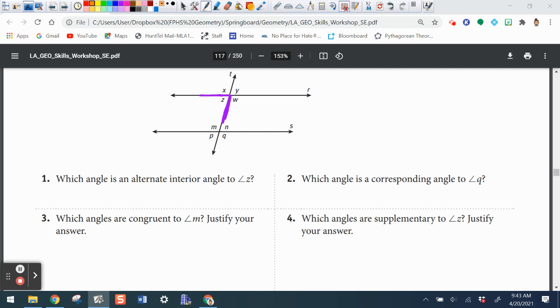One of the first relationships we're going to look at is called same side interior angles. That means on the same side of the transversal and both within the parallel lines. So we're looking for another angle between lines R and S, on the same side of the transversal as angle Z, which is of course angle M. By definition, same side interior angles are supplementary. So angle M and angle Z are supplementary because same side interior angles are supplementary. It's actually called a theorem, the same side interior angles theorem. So we have one pair of angles that are supplementary because they are same side interior angles.